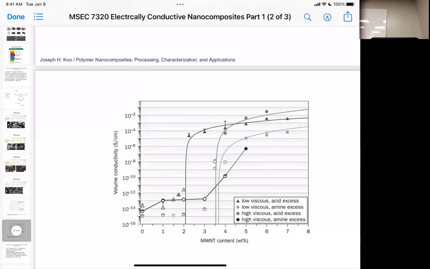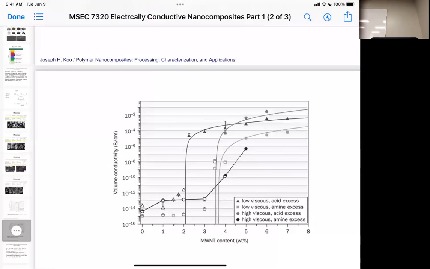So they saw a change there. In the case of the high viscosity with amine in excess, we see about the same numbers. We barely get up to somewhere between 4.5 and 5. So high viscosity is not helping us. The amine is not helping us. Then we go to the boxes here, and that's the low viscosity with amine in excess. So that drops it down a little bit. And this is the high viscosity with acid excess. And this is the low viscosity with acid excess.